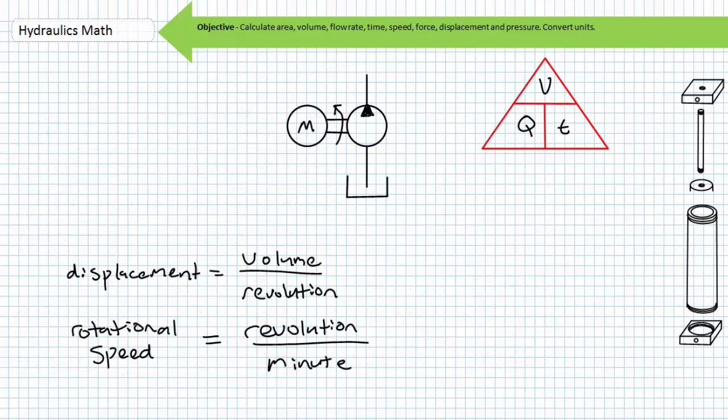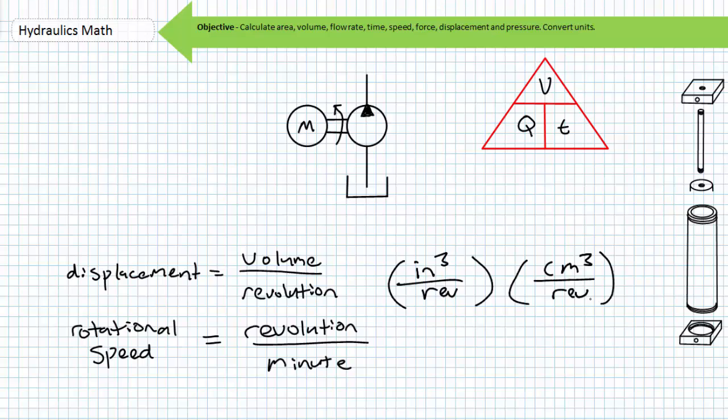The next topic related to flow rate is something known as displacement. Pumps, as we'll learn in later lectures, provide flow to a fluid power system. Every single revolution of the pump will displace a certain volume of fluid, expressed in units of cubic inches per revolution or cubic centimeters per revolution. The shaft of the pump is driven by a prime mover, either an electric motor or an internal combustion engine, that rotates the shaft at a rotational speed, typically measured in units of revolutions per minute, or RPM.